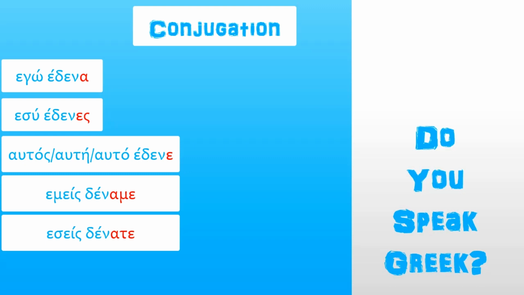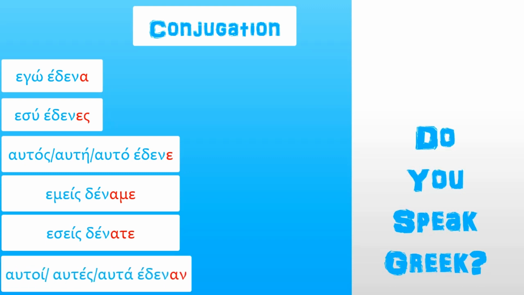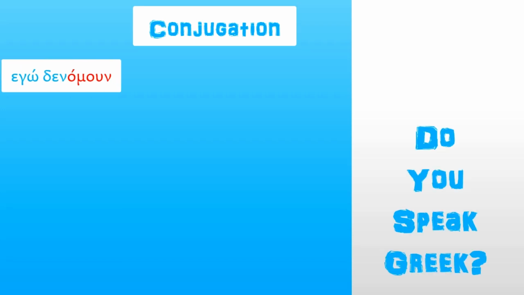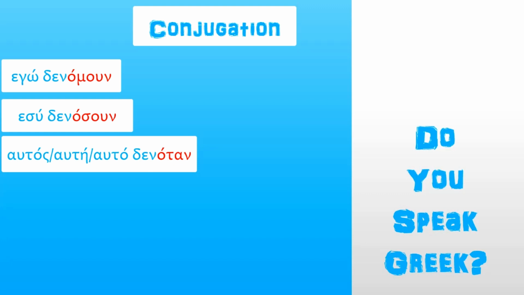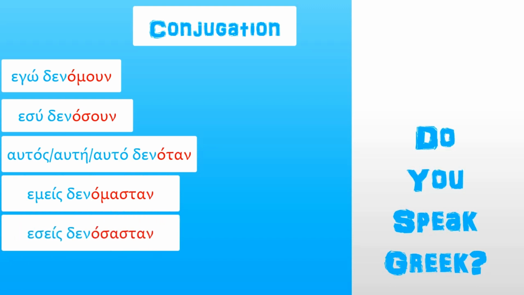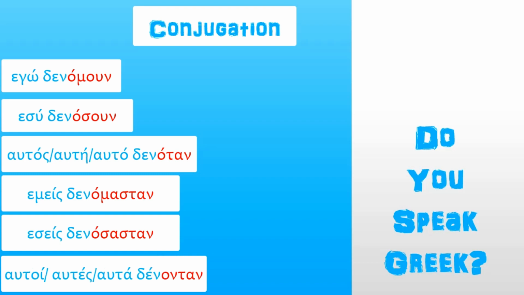Αυτοί, αυτές, αυτά έδεναν. Now for creating the passive voice, we don't need this epsilon in any of the types. We need the root of the verb, then, and the endings in passive voice. So, εγώ δενόμουν, εσύ δενόσουν, αυτός, αυτή, αυτό δενόταν, εμείς δενόμασταν, εσείς δενόσασταν, αυτοί, αυτές, αυτά δένονταν.